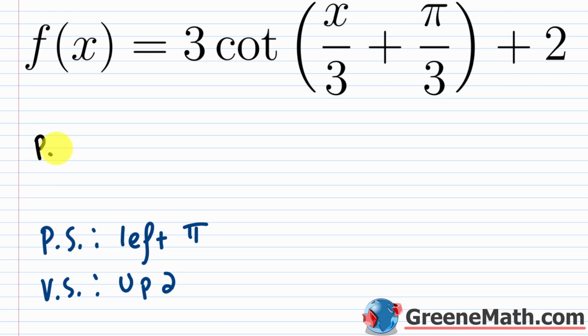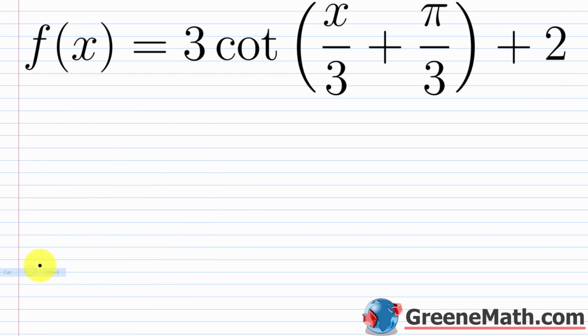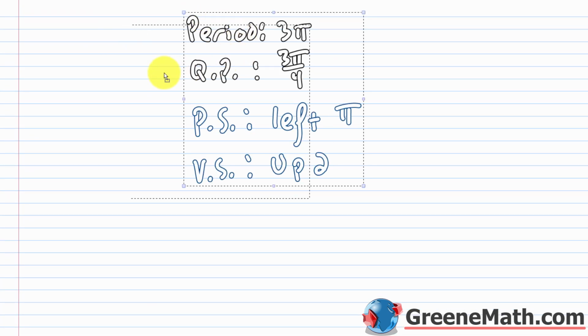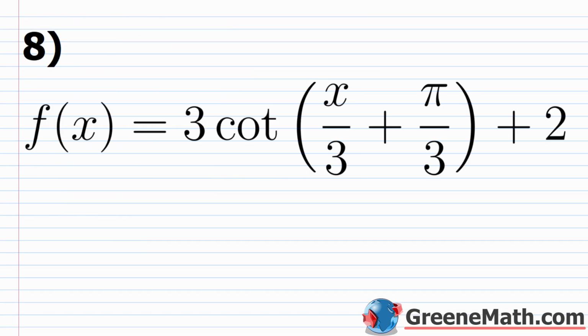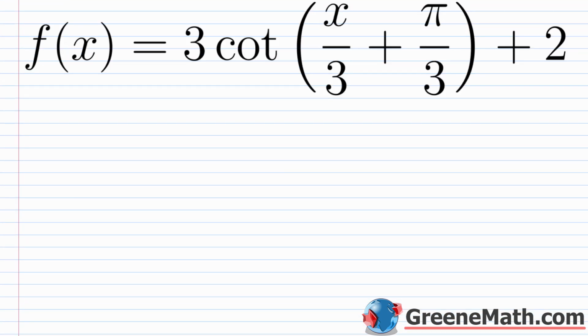So the period here is going to be 3 pi. And so the quarter period is going to be 3 pi over 4. So that's all we need there. Let's grab this, come down here and paste this in and come back up. So what I'm going to do now is, again, just get my consecutive vertical asymptotes.